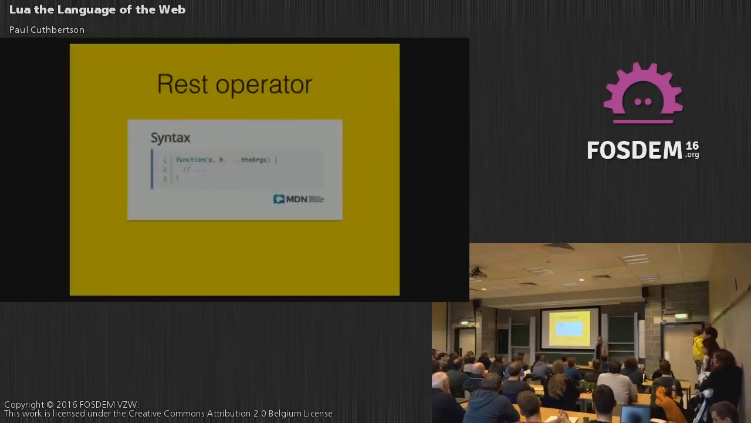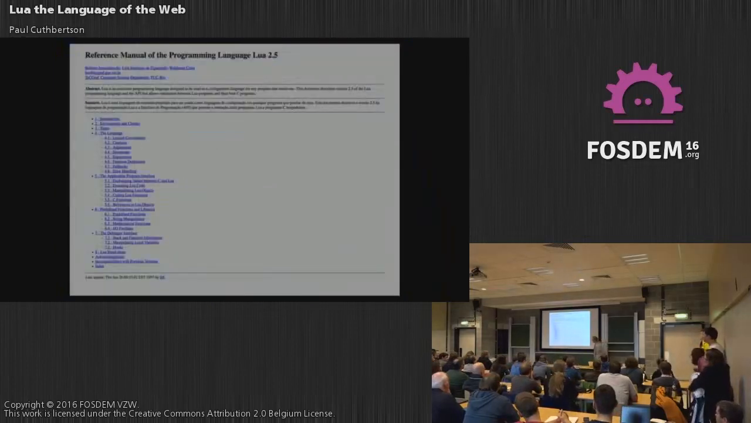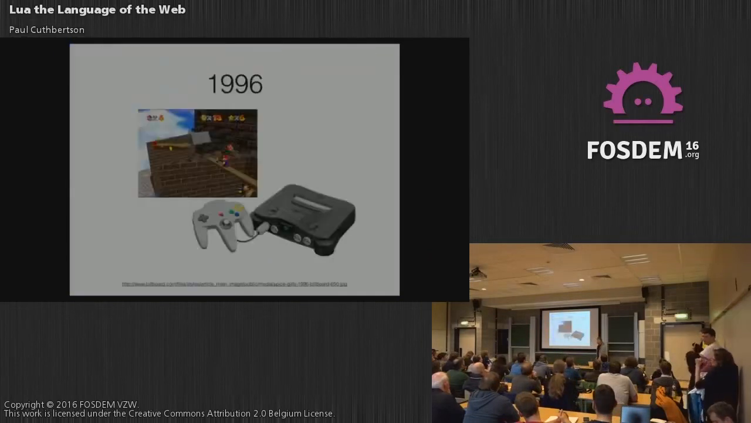Other features, there's the rest operator in ES6, which obviously is varargs. That was released with 2.5 in 1996, when we were playing Mario 64.